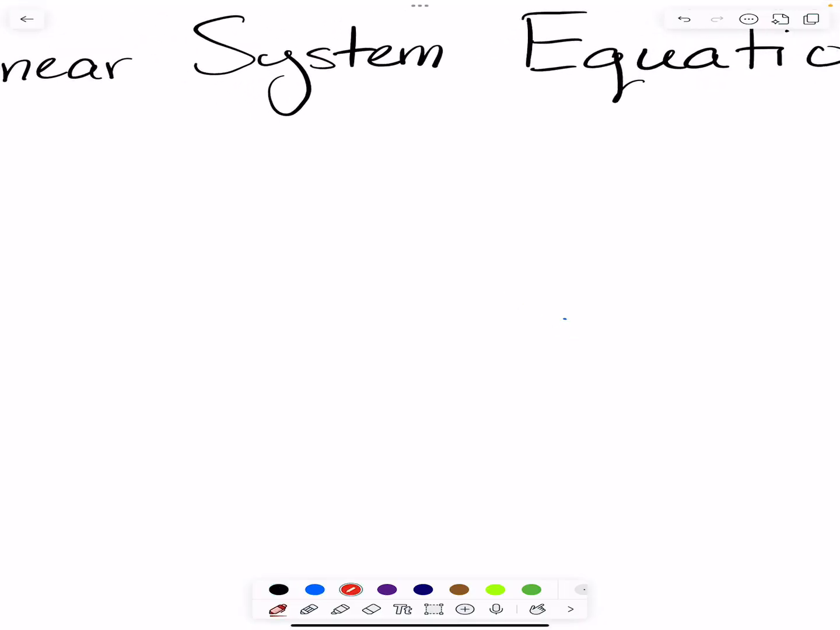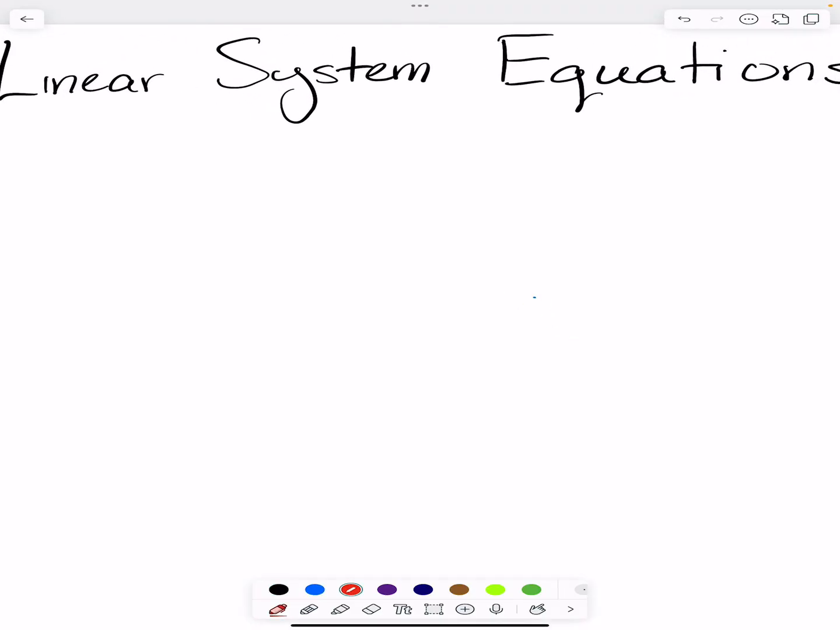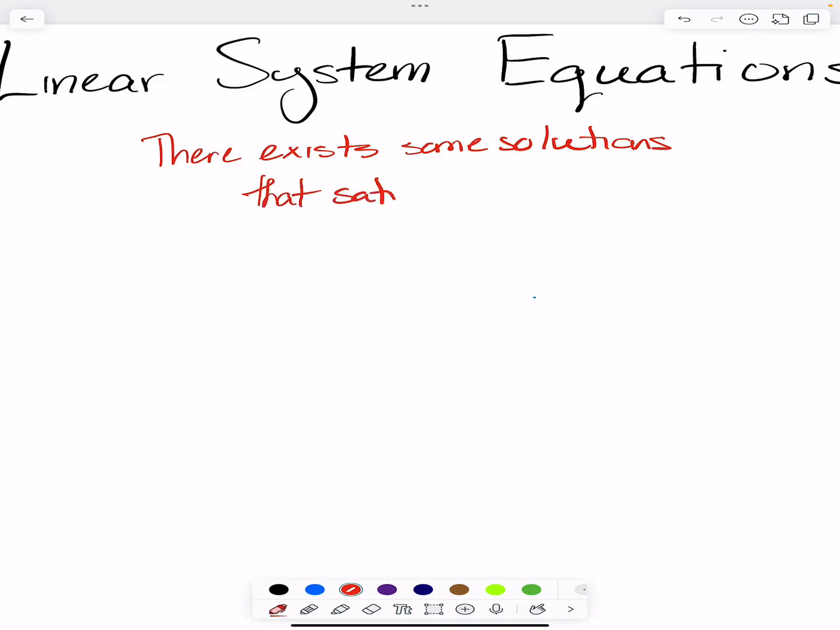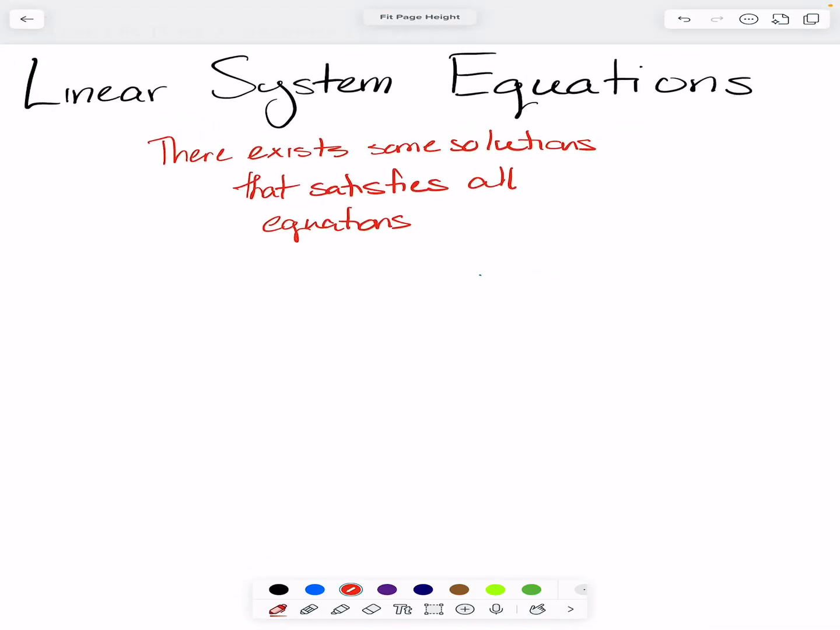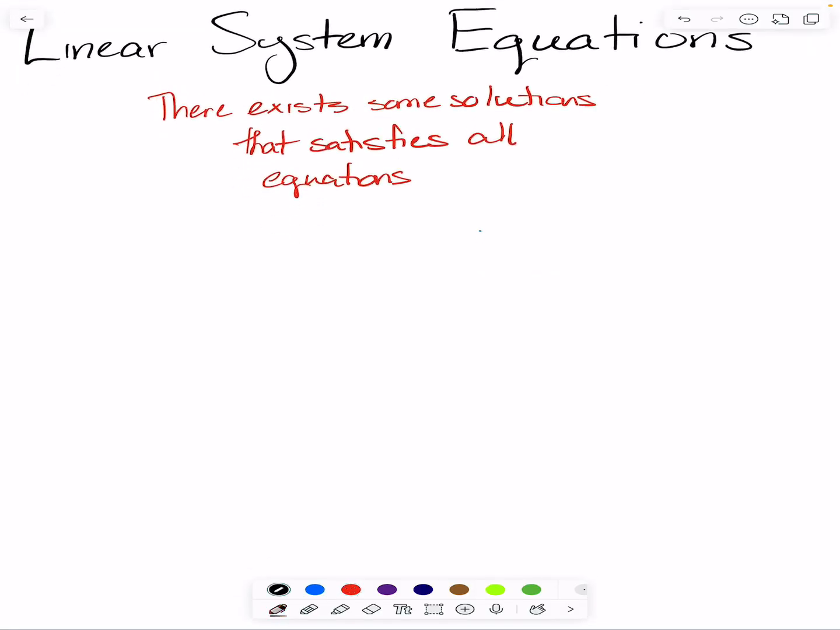Linear system equations just simply means that there exists some solution that satisfies both equations. We could say both, or we could say all, because technically you could have more than two, but for the sake of this course, I believe we will only look at two. So let's actually look at an example to figure out what this means in context.